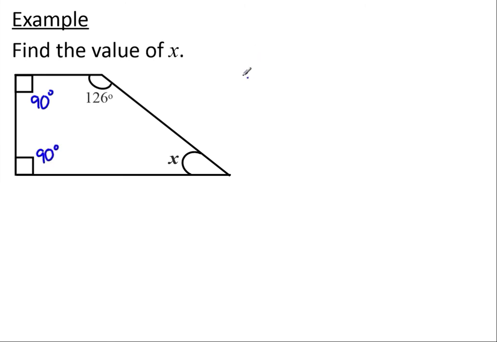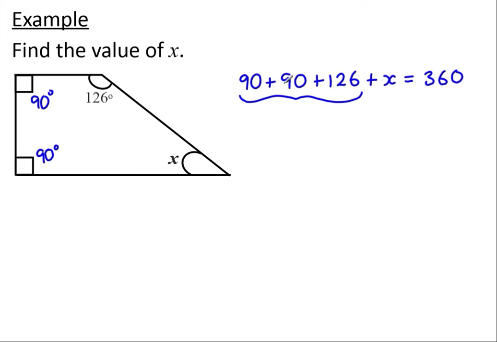Now we can write that 90 degrees plus 90 degrees plus 126 degrees plus the angle that we don't know, x, has to make a total of 360 degrees. First of all, we're going to start working out what the three angles that we do know add up to.